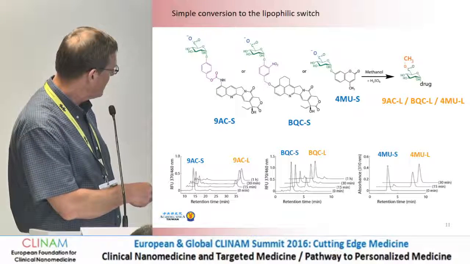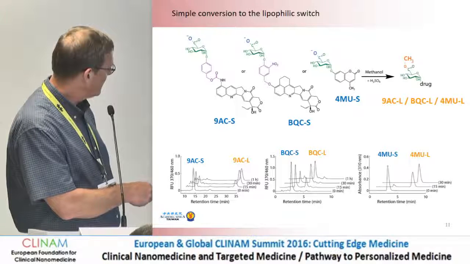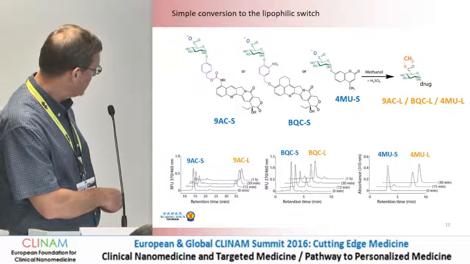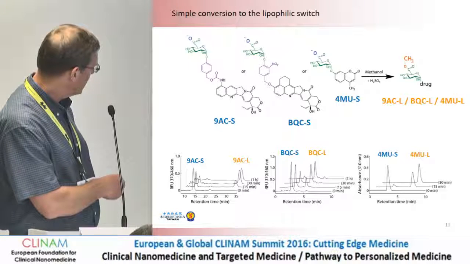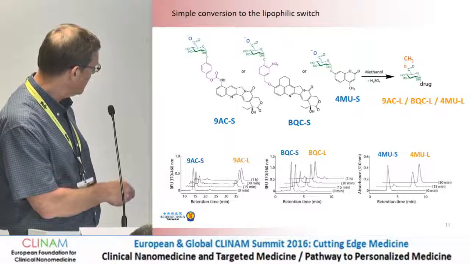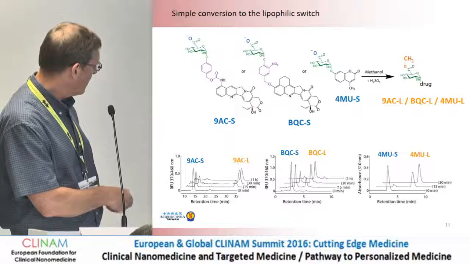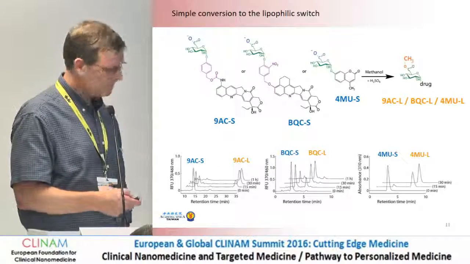If we just put it into methanol with a little bit of acid, we get the methyl ester form of all these three forms very quickly. And this just shows by HPLC, we're losing the carboxylic acid. It's converted to the methyl ester. So this is the water-soluble form. This is the lipophilic form. So it's very fast and very simple.